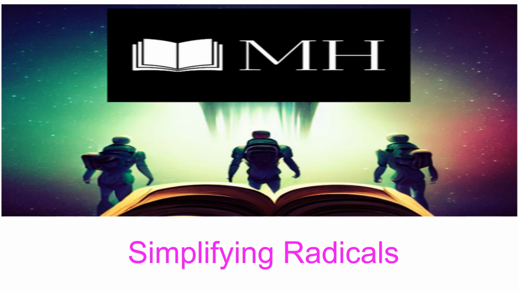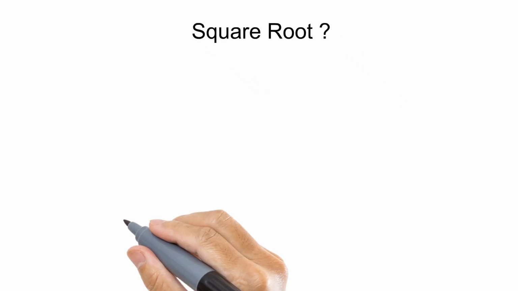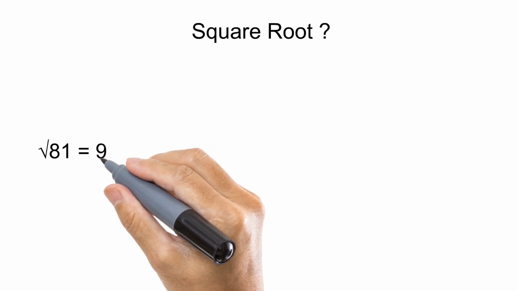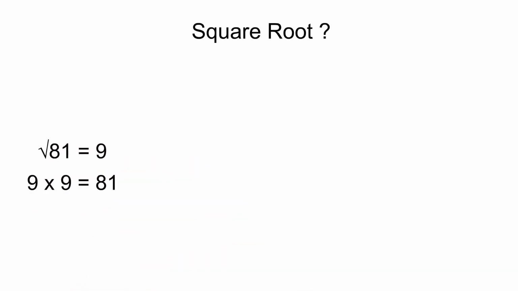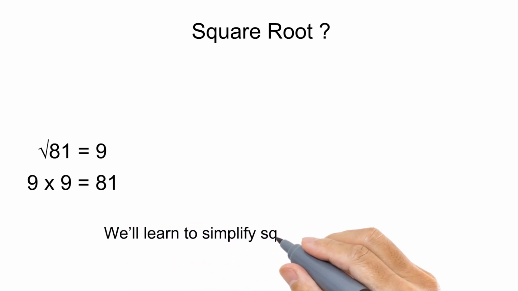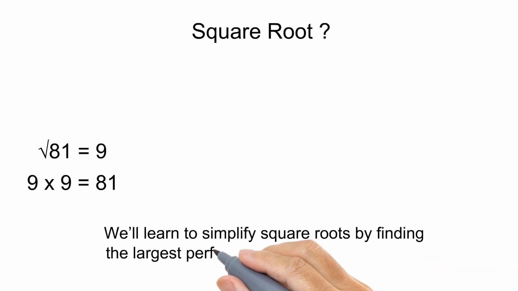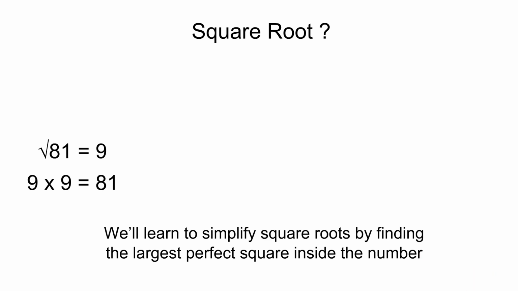What is a square root? A square root is a number that, when multiplied by itself, gives you the original number. For example, the square root of 81 is 9 because 9 multiplied by 9 equals 81. In this lesson, we'll learn to simplify square roots by finding the largest perfect square inside the number.